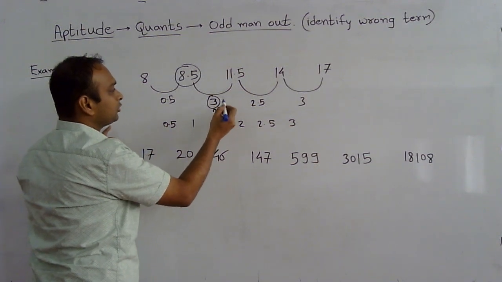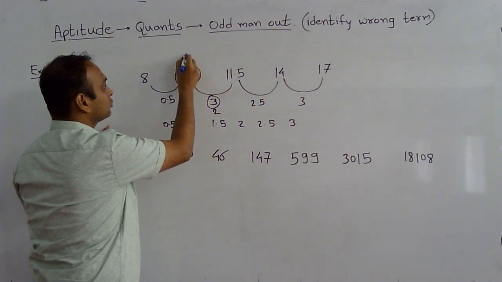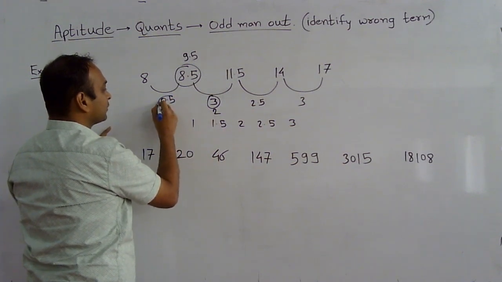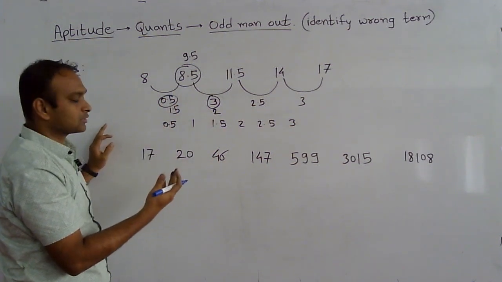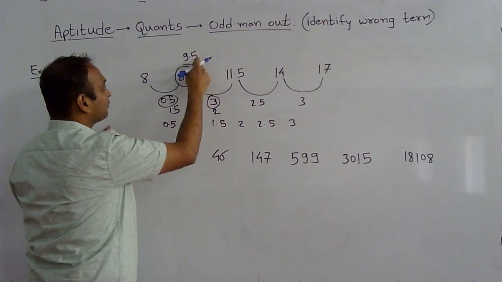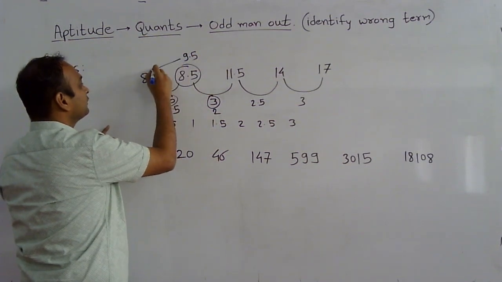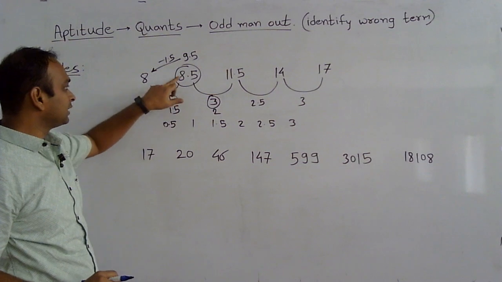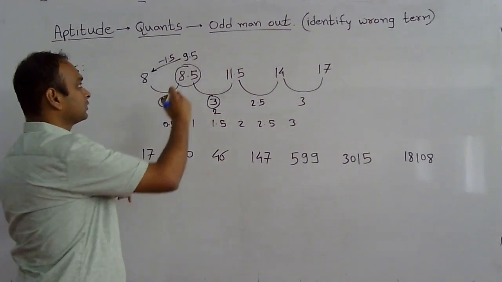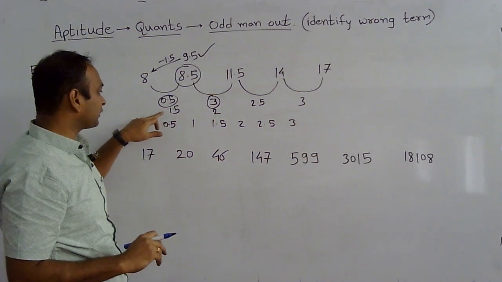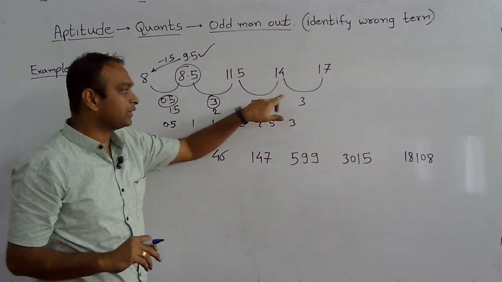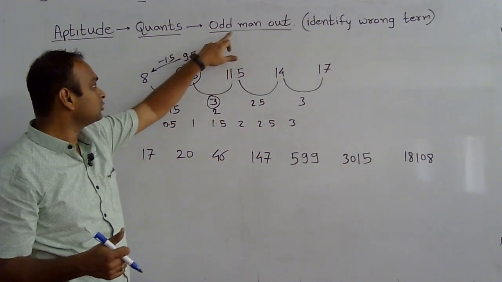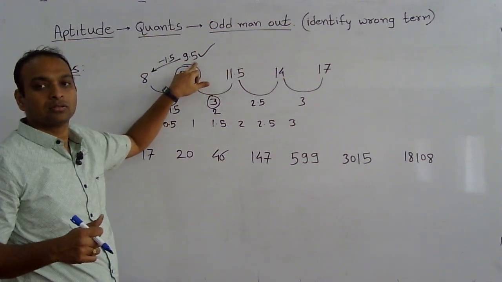It should be 2. To make it 2, 11.5 minus 2, it should be 9.5, right? And if it is 3, 2.5, 2, then this must be 1.5. Instead of 0.5, it must be 1.5. To make it 1.5, 9.5 minus 1.5, it gives 8. And that is perfect. So the logic is, instead of 8.5, if it is 9.5, then we are getting the difference as 1.5, 2, 2.5 and 3. And that's why 8.5 is the odd man out. And instead of 8.5, there should be 9.5.